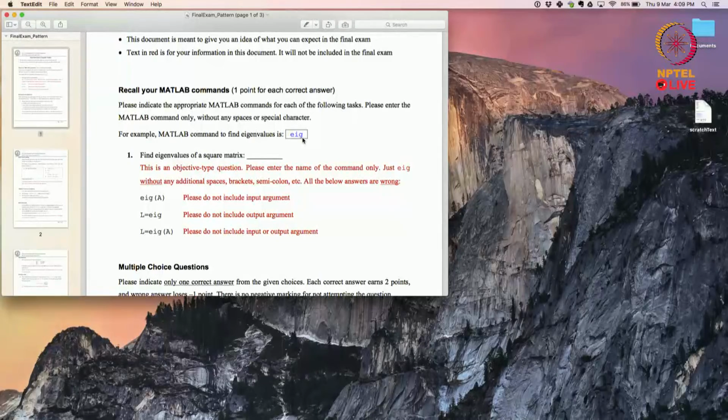Just an example is: find the eigenvalues of a square matrix. Let's say the matrix is A and you want to find the eigenvalues of A. The way you will do that in MATLAB is using the command EIG. So all you have to do in the space that is provided to you is type EIG, and that's all. Do not include additional spaces, do not write EIG with A in brackets and so on. Just the name of the command: EIG for eigenvalues, TRAPZ for the trapezoidal method, FSOLVE for solving nonlinear equations, etc.